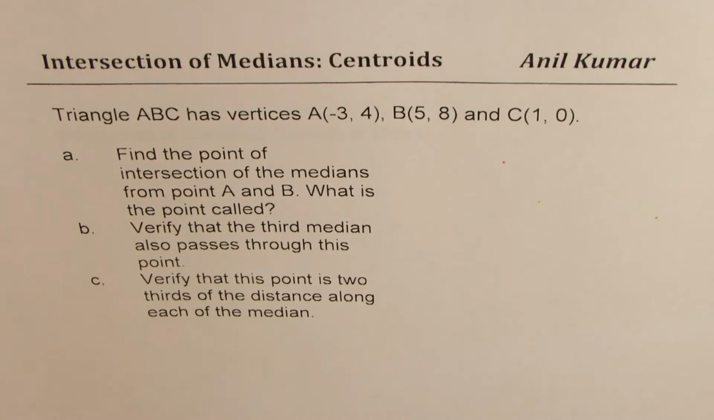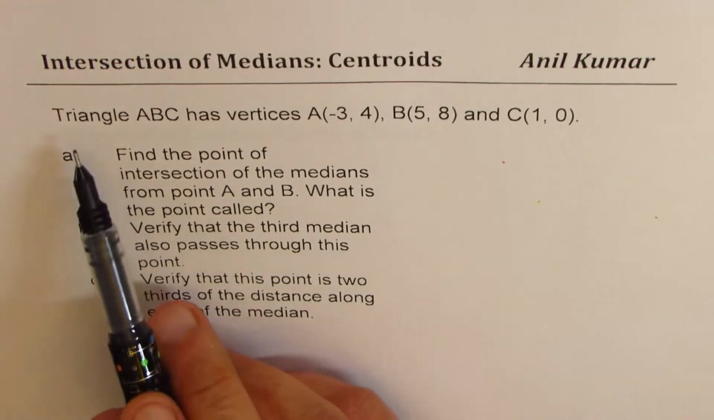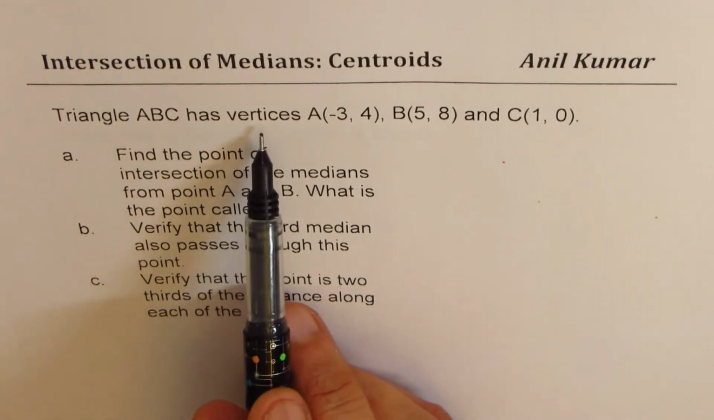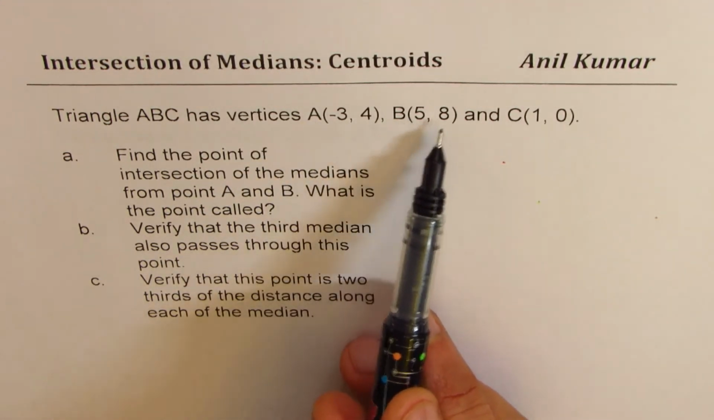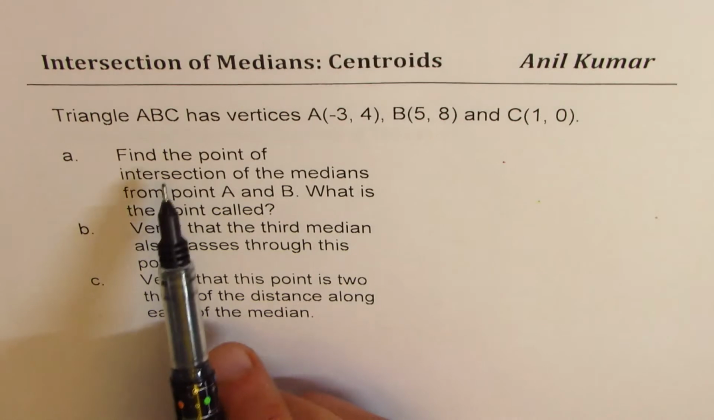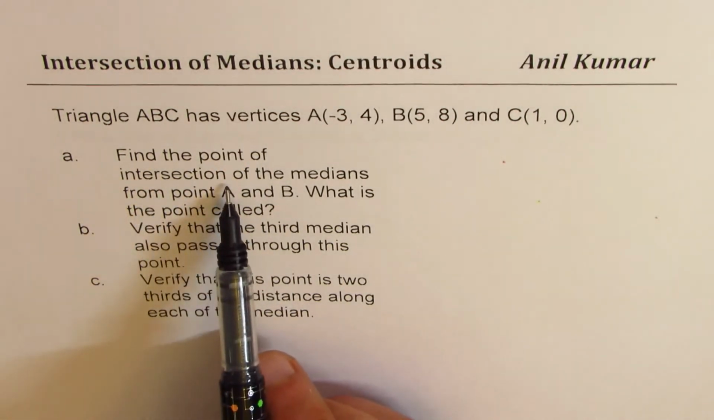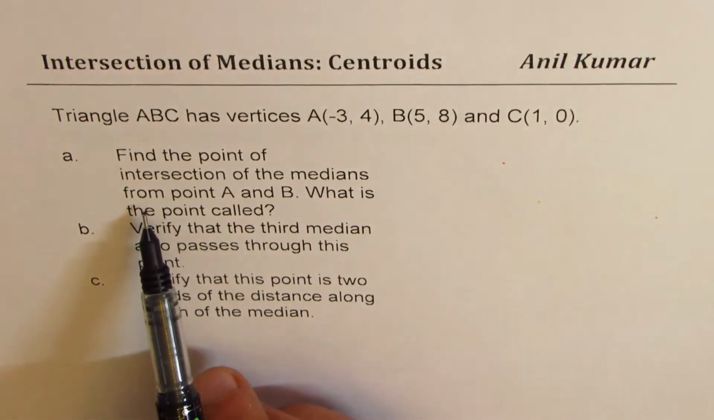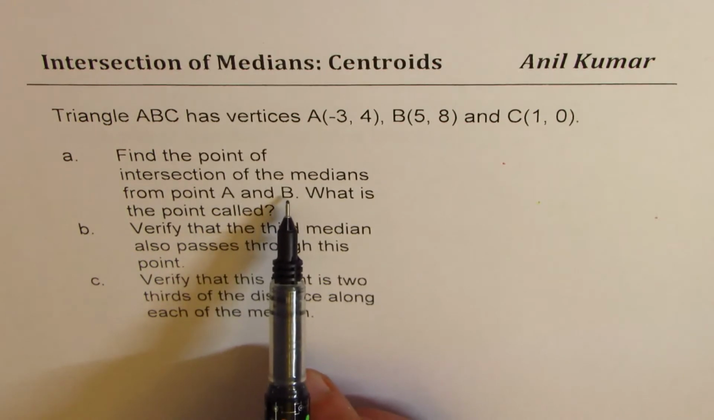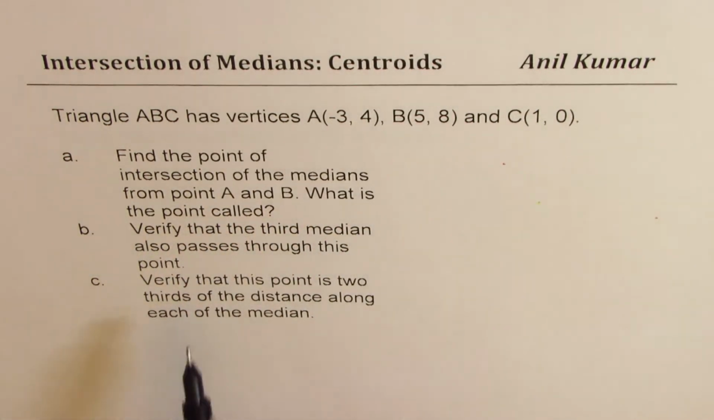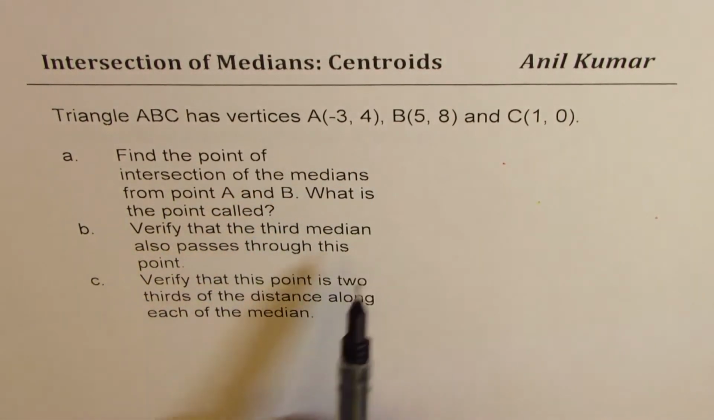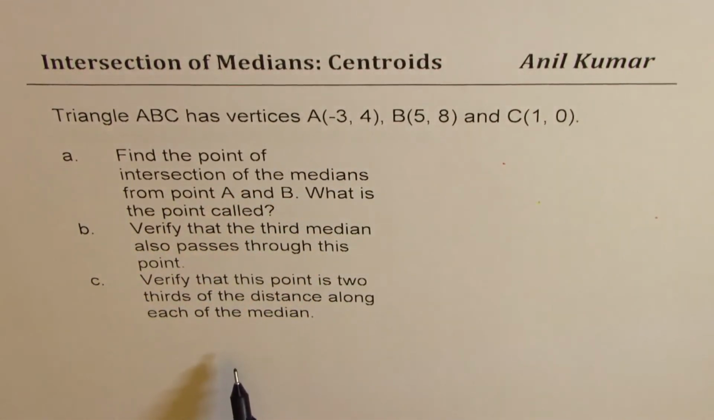Now we have another question which says triangle ABC has vertices A as minus 3, 4, B is 5, 8, and C is 1, 0. Find the point of intersection of the medians from point A and B. What is the point called? So that's the review question for you. I'd like you to pause the video, copy the question, and then look into my suggestions.